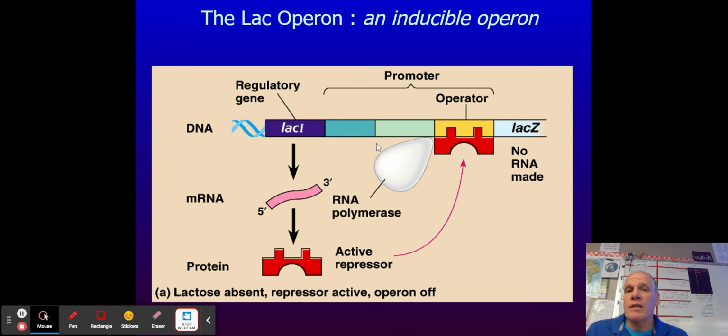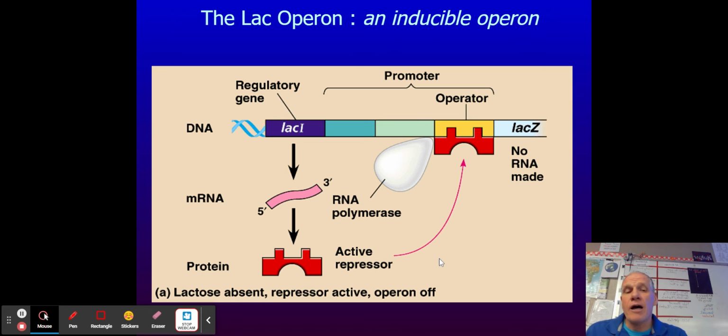All right, so notice that the regulatory gene codes for an active repressor in this case. In the repressible operon, the regulatory gene coded for an inactive repressor. So the active repressor right here will bind to the operator, and this system is shut down. Okay, and look at our environmental conditions. Lactose is absent, the repressor is active, the operon is off.